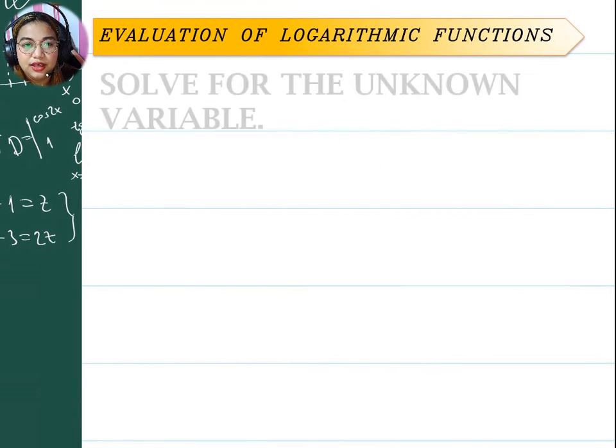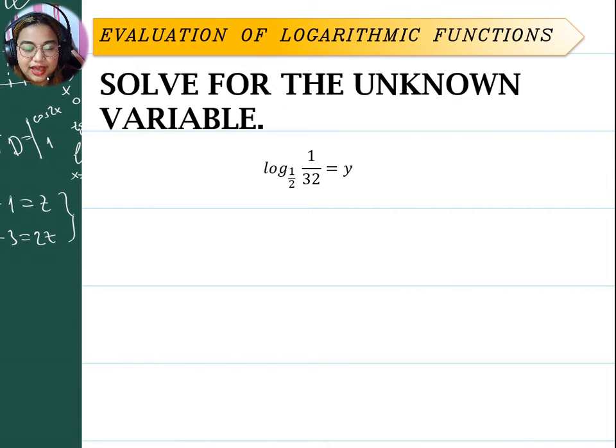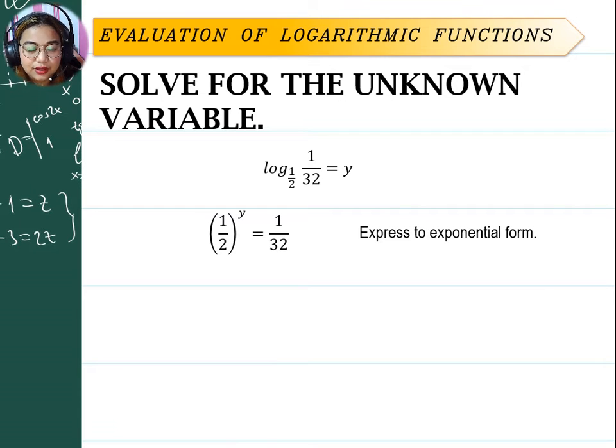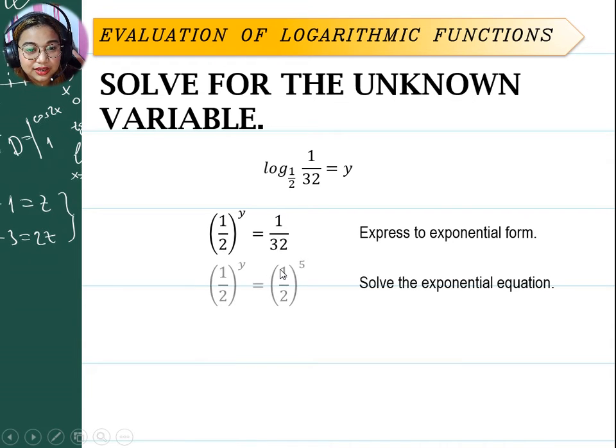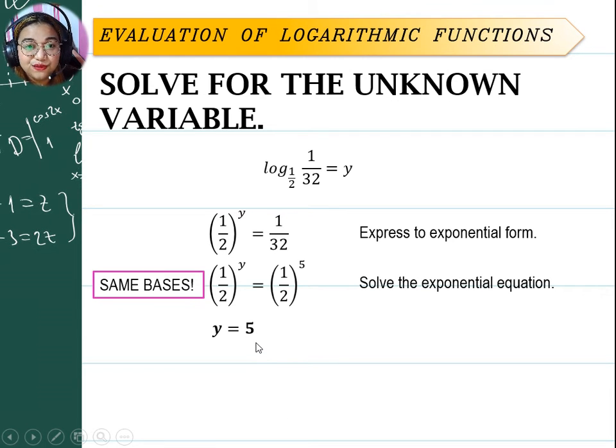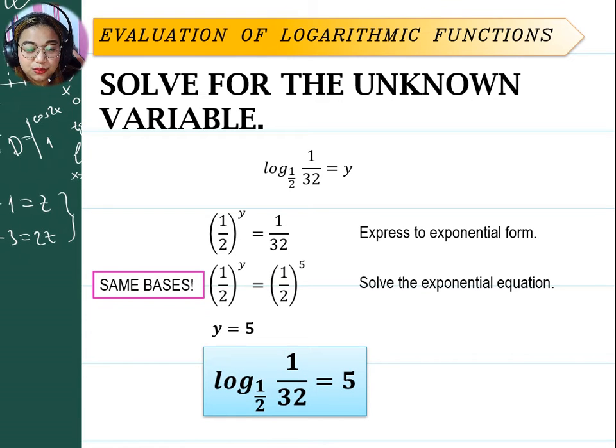Okay, another one. So we have here logarithmic of 1 over 32 base 1 half is equal to y. So we have 1 half raised to y is equal to 1 over 32. So, gagawin natin 1 half ito. What do you think will be our exponent if this is 1 half? Okay, so that would be 5. Since same basis na sila, we have y is equal to 5 and our logarithmic function is logarithmic of 1 over 32 base 1 half equals 5.